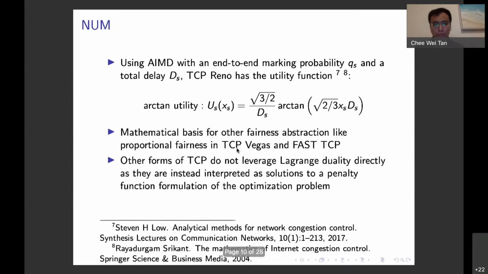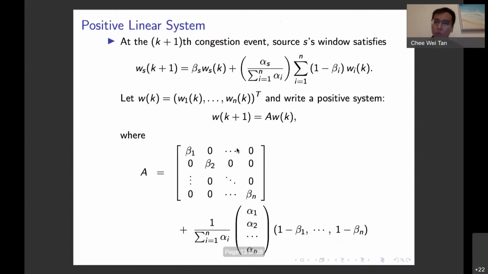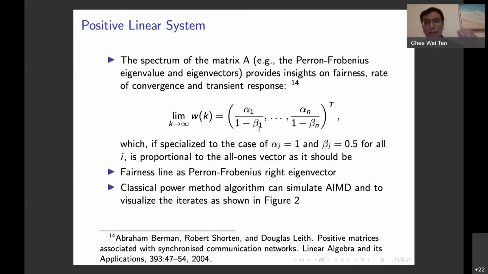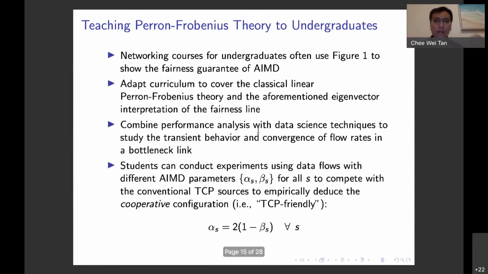So if I want all these different sources to coexist with conventional TCP flows, for example alpha being 1, beta being half, then I can teach students to do some simulations. You can use different alpha, different beta, as long as they satisfy this particular relationship right here. All these different flows will converge to the fairness line, whereby all the sources share that bottleneck link equally. Okay. So I think this is a way to teach undergrads.